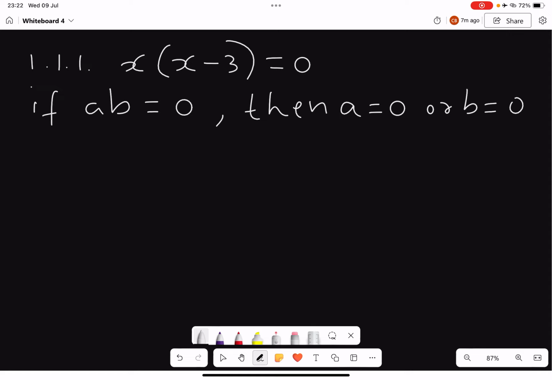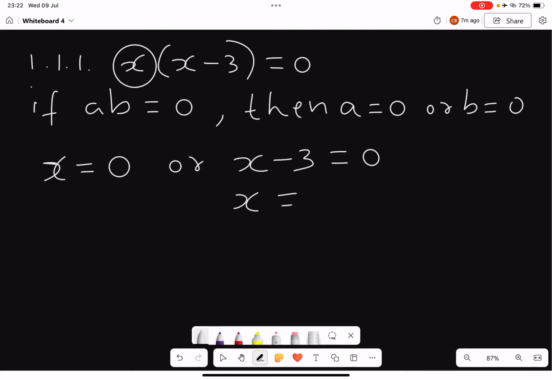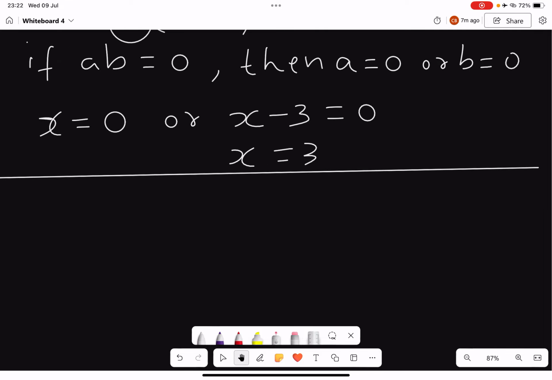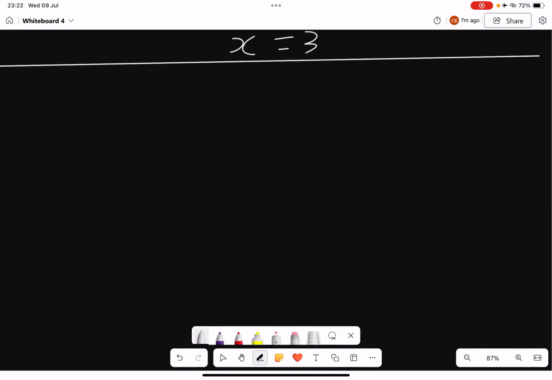So in this case, our a will be x, which is the first bracket. So we're going to say x equals 0, or the second bracket, x minus 3, equals 0, which is going to simplify to x equals positive 3. And that is our answer for 1.1.1. Now let's go to the next one.